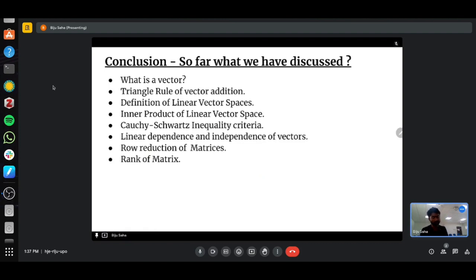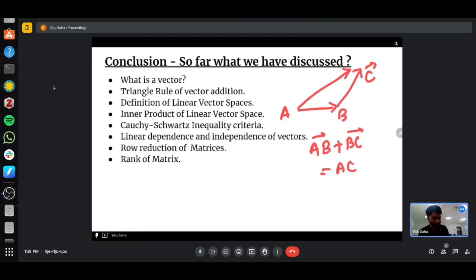The very first thing that I started with is the triangle rule of vector addition. In that I described a vector as something which has a magnitude and direction. The triangle rule of vector addition was given by this: suppose AB and BC are 2 such vectors, then the resultant of AB and BC is given by the vector AC. That was the triangle rule of vector addition.